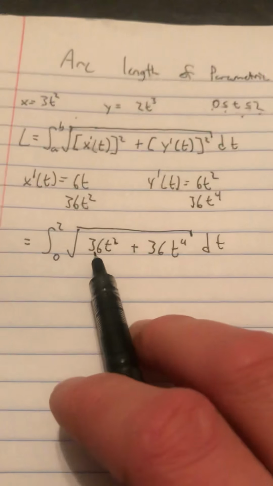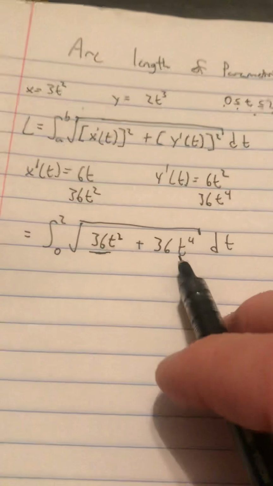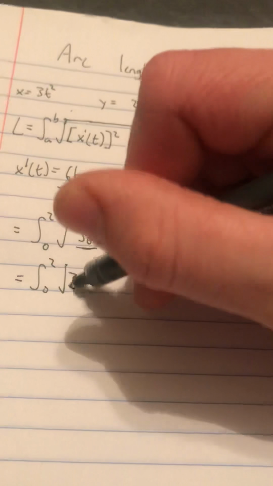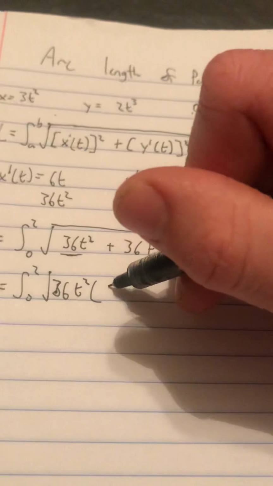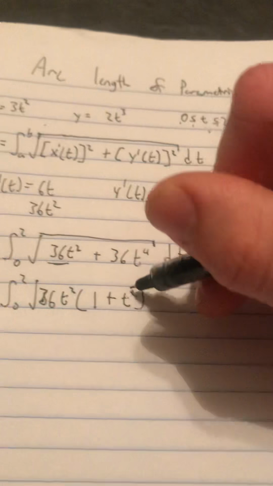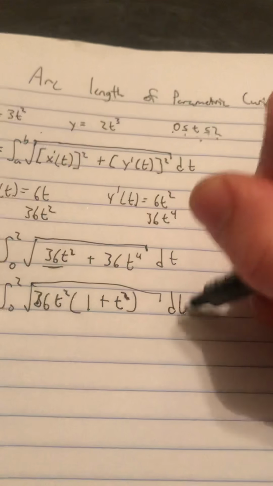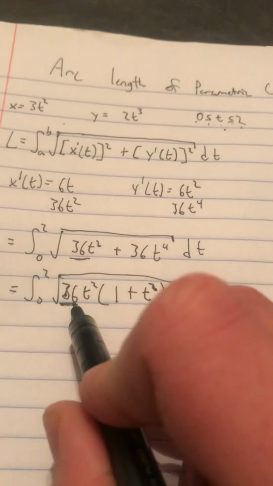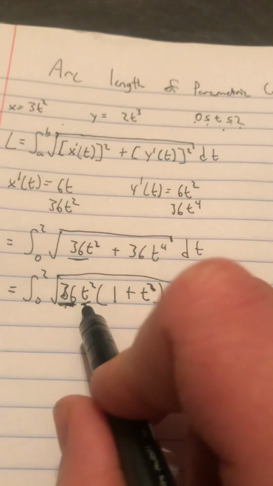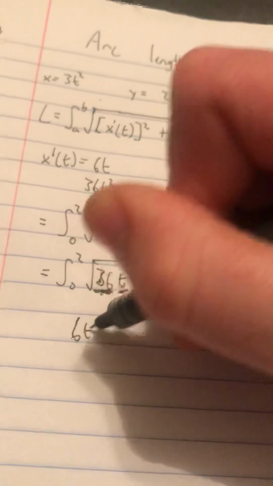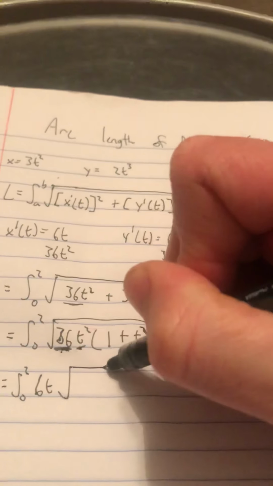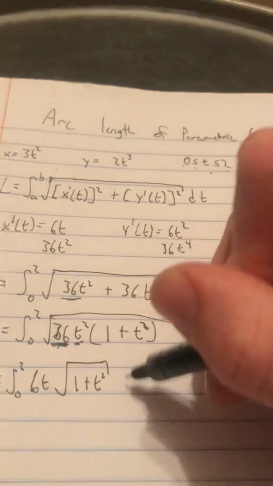If you guys notice, there is a 36t squared factor out of both of these. So you're going to have the integral from 0 to 2 of the square root of 36t squared times 1 plus t squared dt. And if you notice, the square root of 36 is 6, and the square root of t squared is t. So we can take 6t out, and it'll leave us with the integral from 0 to 2 of 6t times the square root of 1 plus t squared dt.